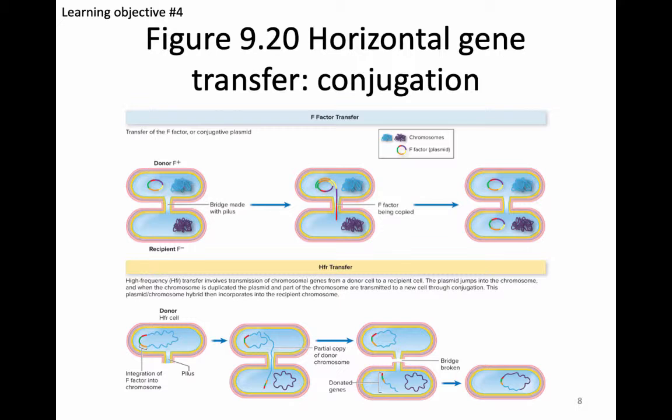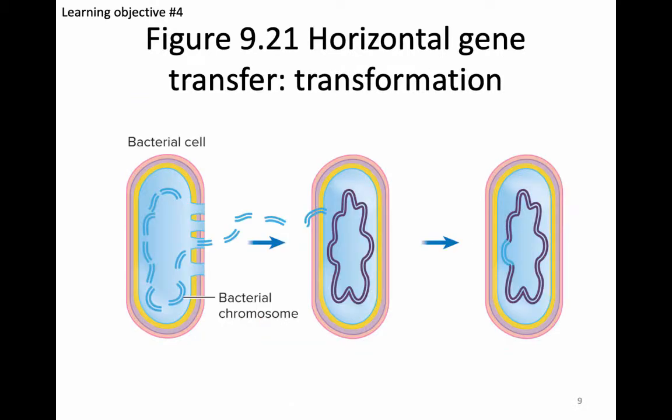So in the HFR transfer, the F factor DNA is transferred, and some of the genomic DNA is also transferred. So some blue DNA gets into the recipient as well. So at the end of the transfer, the recipient has gone from being an F minus cell to being an HFR cell. So it's gotten the F factor and some additional genomic DNA from the donor.